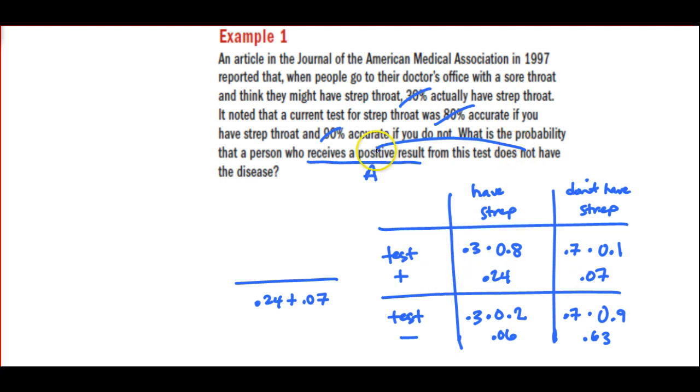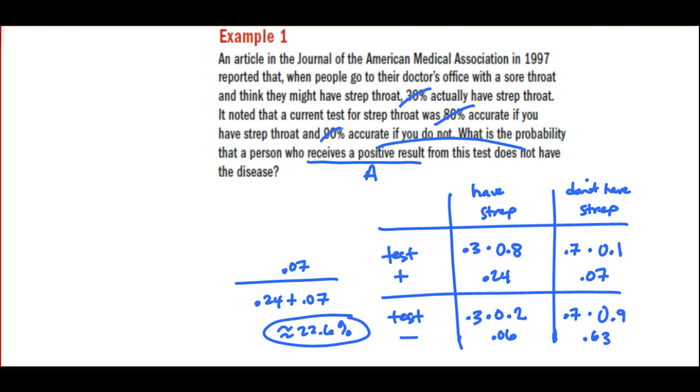And then on the top, I want the intersection of a positive result but does not have the disease. So between these two, which one is the not sick one? That's the 0.07. So when I divide that out, I get about 22.6%. Yesterday when we did 6.5, we were using rounding to the tenth, so we're just going to be consistent there. If they ask you to round to something else, obviously you would pay attention to that.